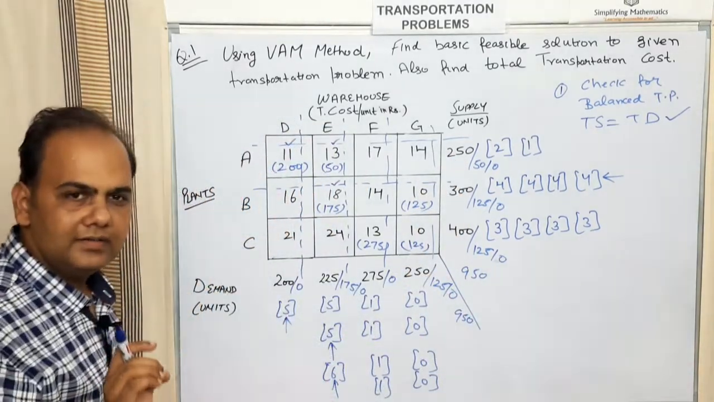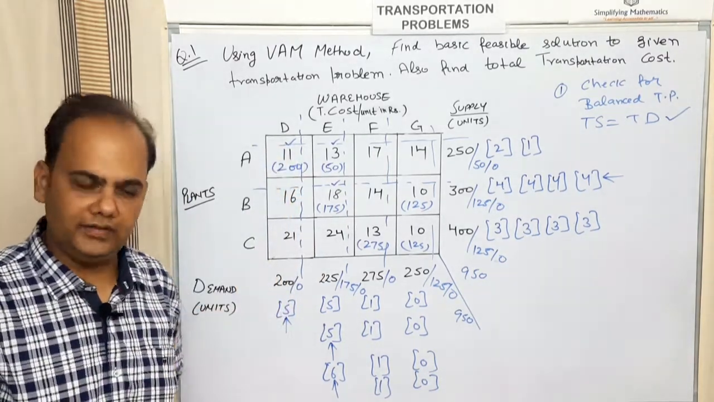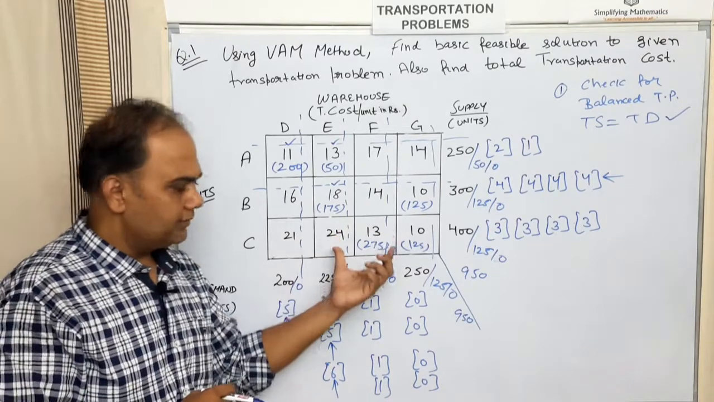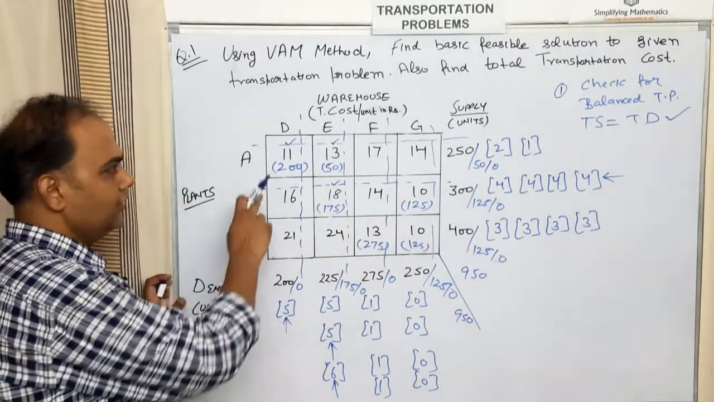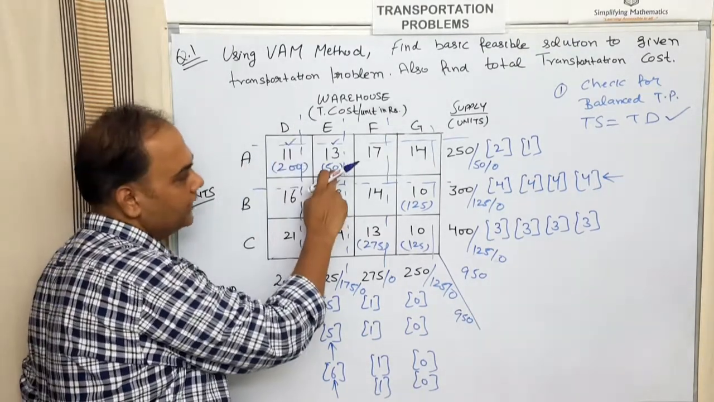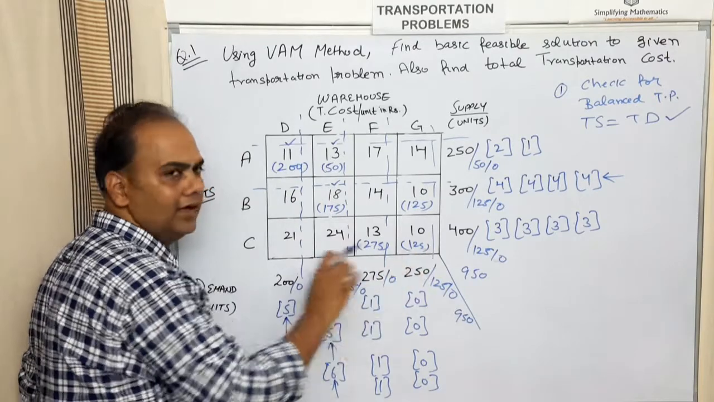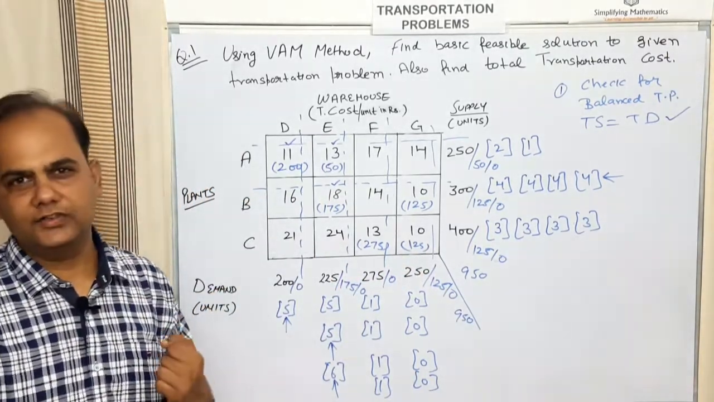So now the requirements and supply of all these plants and warehouses are satisfied. Therefore this is the feasible solution to the transportation problem by using the VAM method. It means 200 units are to be transported from A to D, 50 units from A to E, and so on. Now next you have to find the total transportation cost.